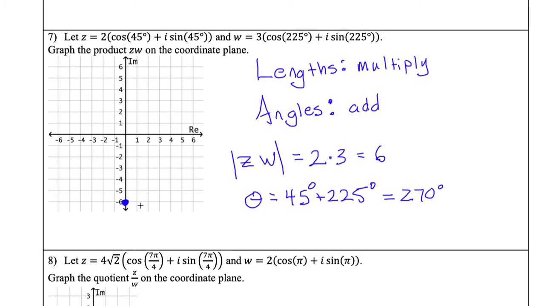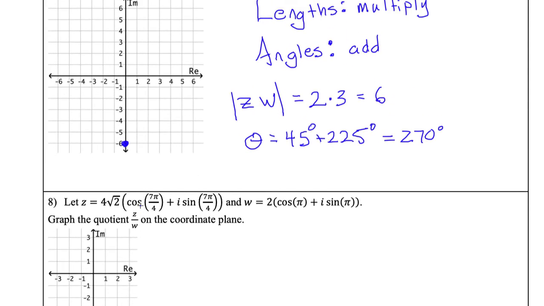Eventually, I'm going to be giving you a problem that's not on an axis, which is a little bit harder, but we'll get through it. I think it's this one. Number 8. Are there any questions on number 7?